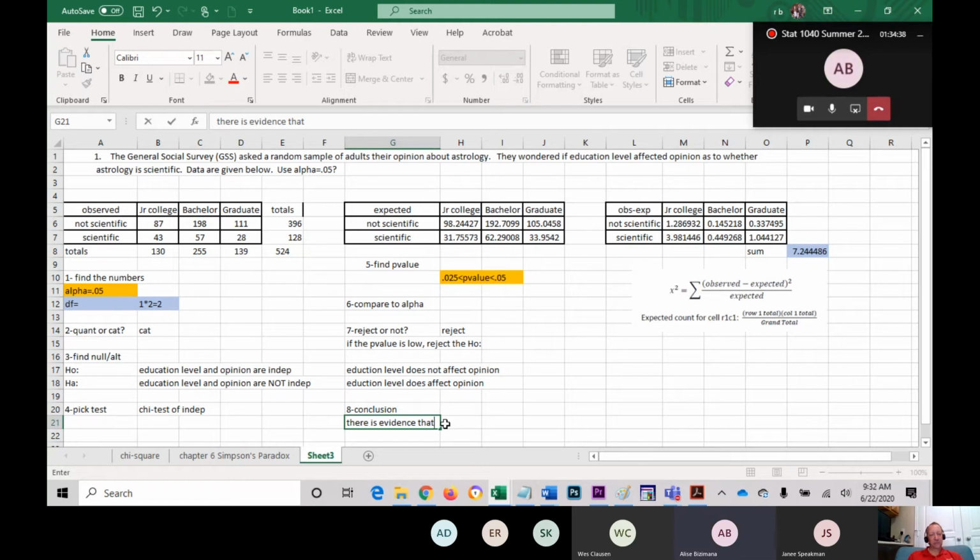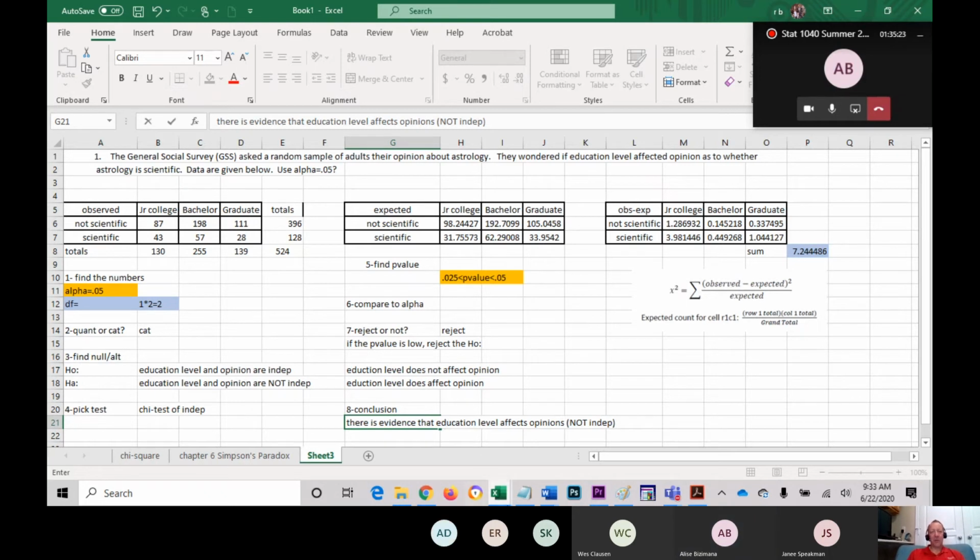So there is evidence that the education level affects the opinion. Yes, there is evidence that education affects people's opinions. Okay, I like that you said that, because that's what a normal person would say. Would you say it's independent or not independent? It's independent. No, it's not independent.